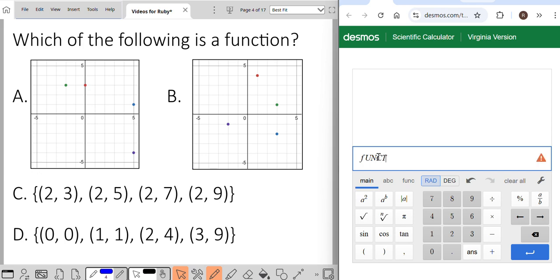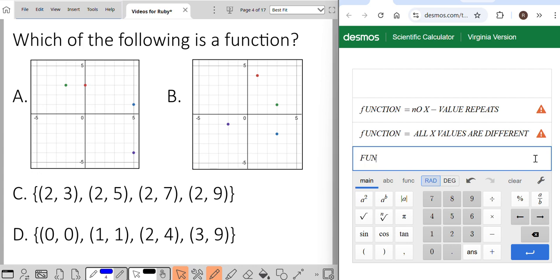To be a function, no x value repeats. And to make that even more clear, I'm going to say to be a function, all x values are different. Okay, so that's two ways to think about it. To be a function, no x value repeats. To be a function, all x values are different.